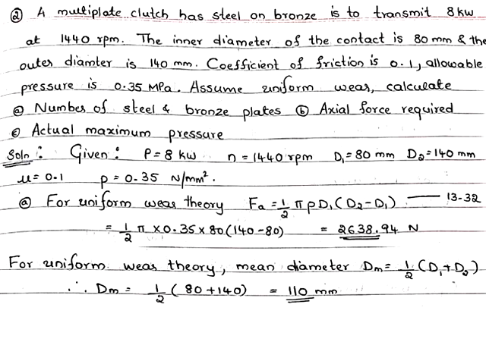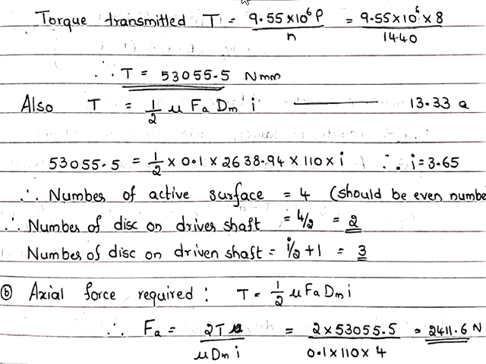After calculating FA and DM value, then we'll calculate torque value. To find out torque value, we'll use the equation T is equal to 9.55 into 10 raised to 6 P by N. In this equation, P is given, N is given. So find out torque value. Moving on to the last step, use the torque equation. In this torque equation, torque is known from the previous step, mu is given in the question, FA is known, dm is known. Find out number of discs.